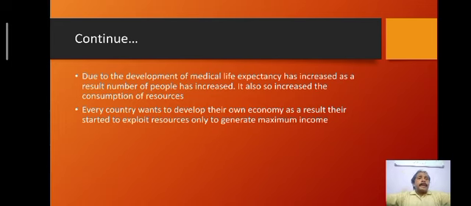Next, every country wants to develop its own economy. As a result, they start to exploit resources only to generate maximum income by producing a surplus amount. As much as the surplus production takes place, they will be able to export. So in this way, due to the development of technology, the resources are being exploited.